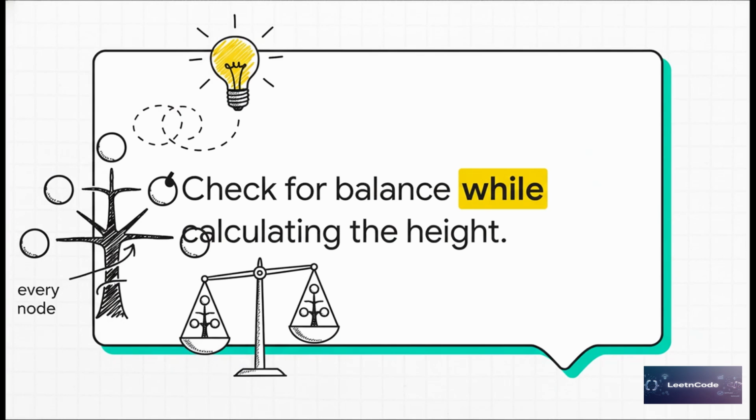I mean, think about it. To calculate a tree's height, you have to visit every node. And to check if it's balanced, you also have to visit every node. The genius move here is to combine those two jobs into one single elegant pass through the tree.